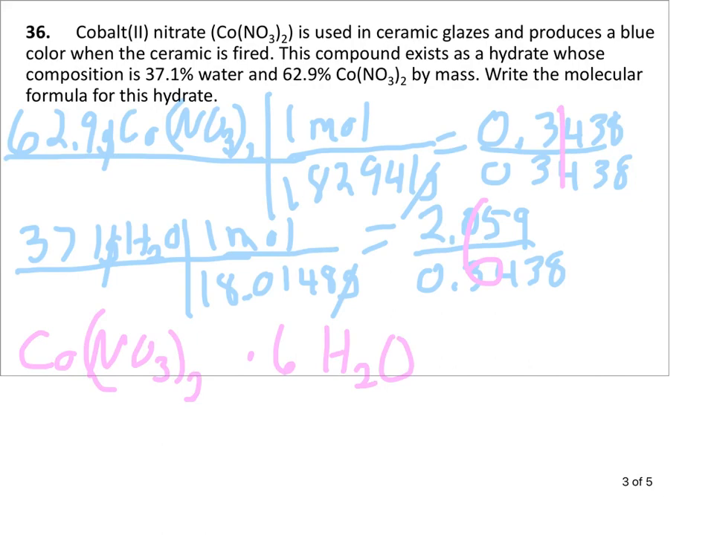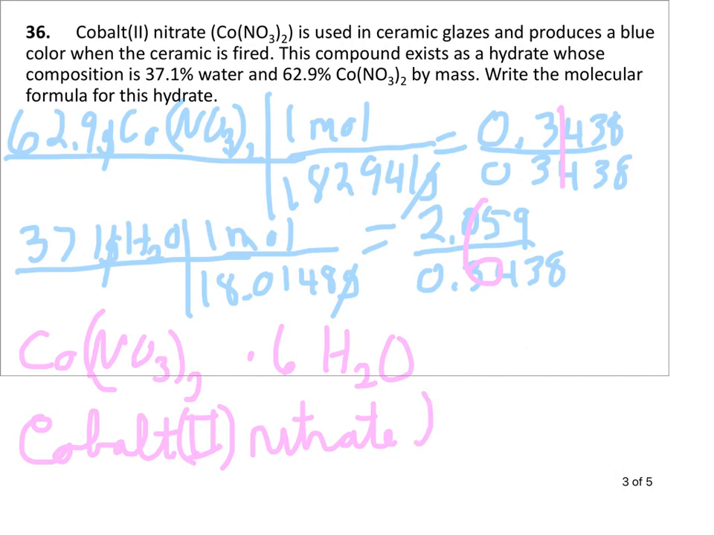Name of this, if we named it, would be cobalt(II) nitrate. Let's write that name out. Cobalt 2 nitrate. Oops. Lowercase n would be better. Nitrate. 6 would be hexahydrate. So you also need to know how to name these, even though the question didn't ask for that. Thought I'd put this one in here for you.